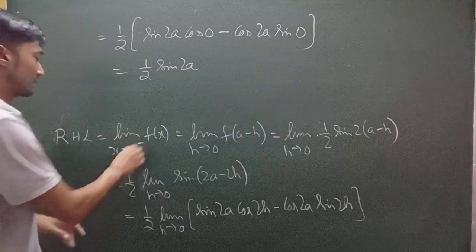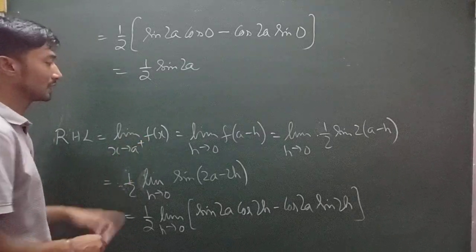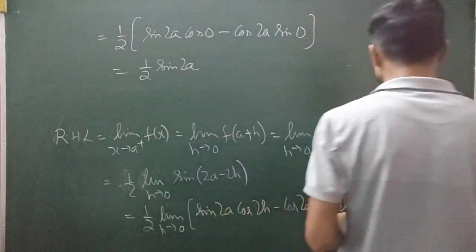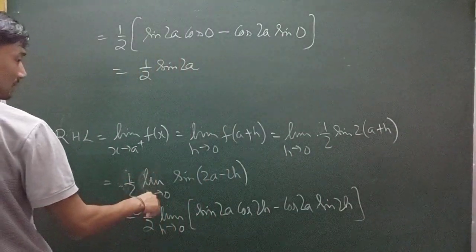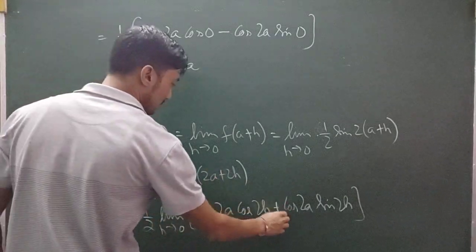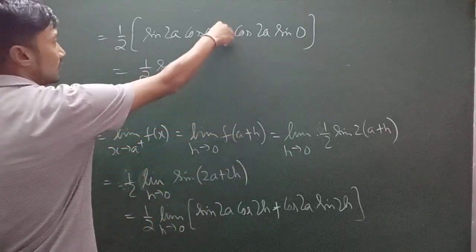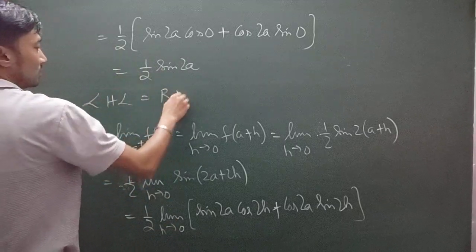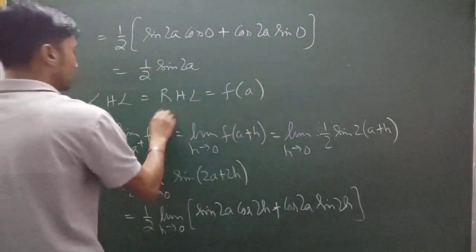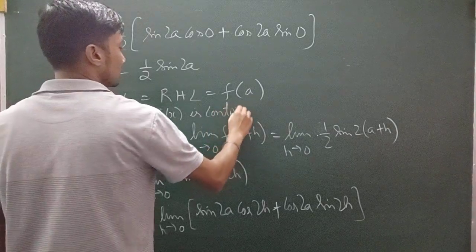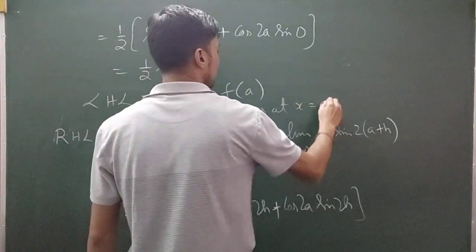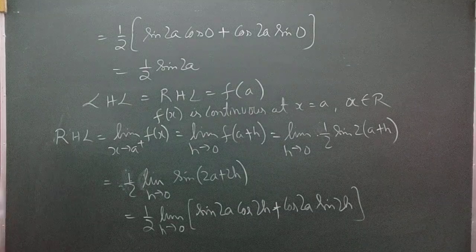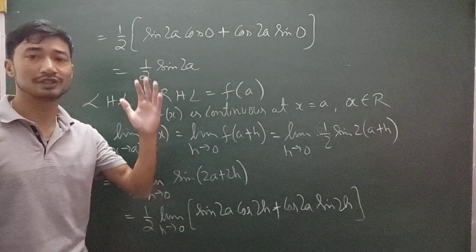The right-hand limit will be the limiting value as x approaches from the positive side, a plus. For a very small interval, h tends to 0, f of a plus h. So that will be 1 by 2 sine of twice a plus h, that is 1 by 2 limit as h tends to 0 of sine of 2a plus 2h. Nothing much changes. Again as h equals 0, we get the same value. So the left hand limit is equal to the right hand limit is equal to the value of the function at a. So f of x is continuous at x equal to a, where a belongs to the set of real numbers. Hence f of x is continuous at all points.